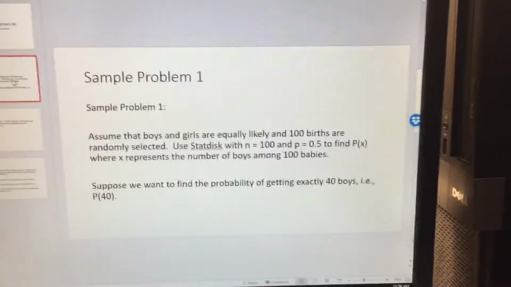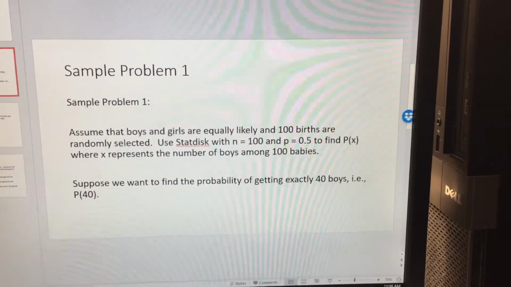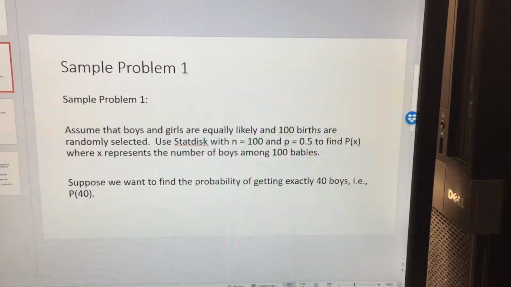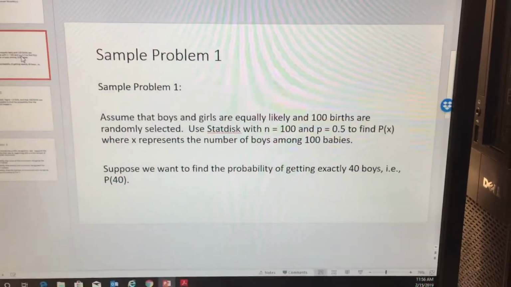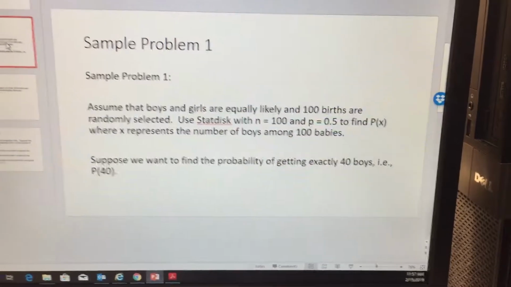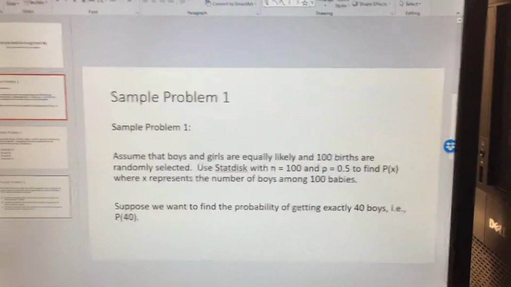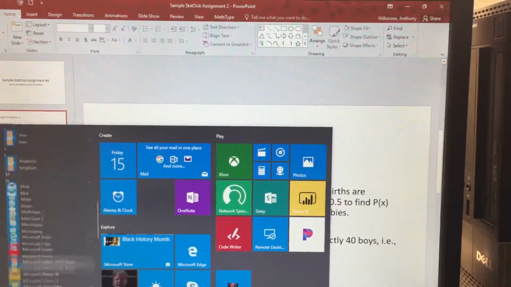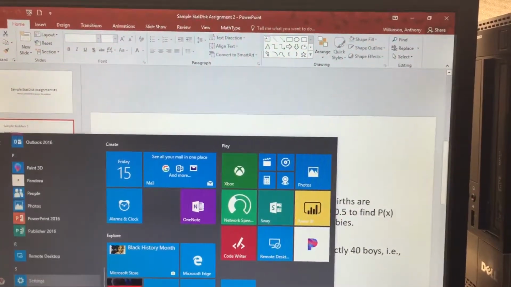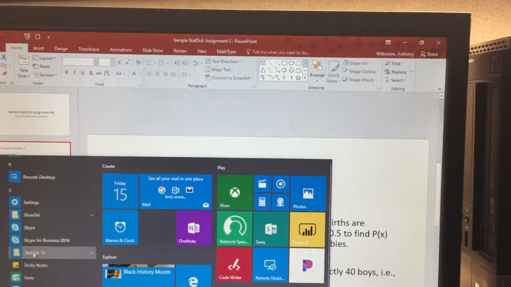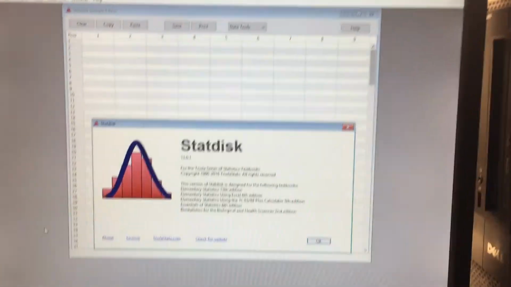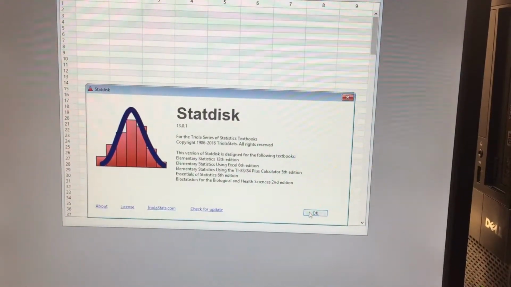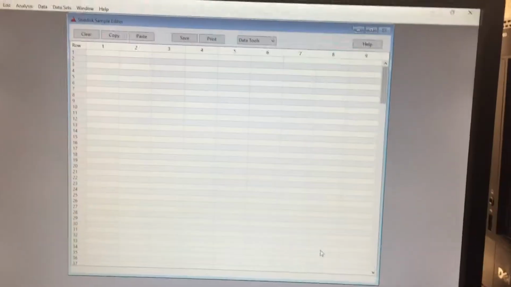Okay? Now, suppose we want to find the probability of getting exactly 40 boys. That is, of course, P of 40, meaning the probability of 40 happening. All right, so here's where we use StatDisk. In this case, I need to open up StatDisk. And click OK. And your screen will look like this.